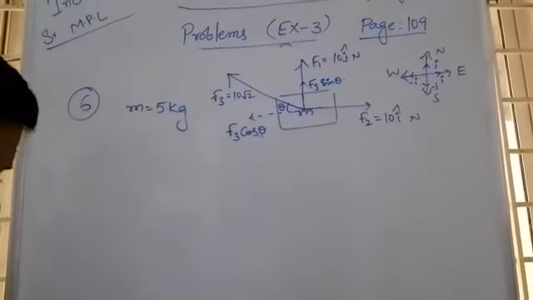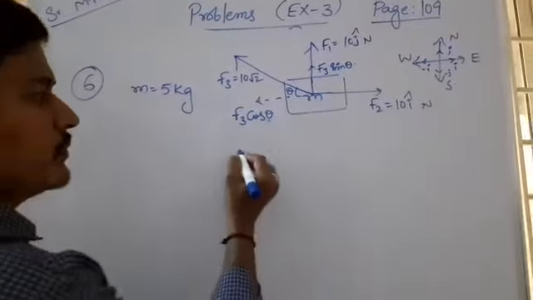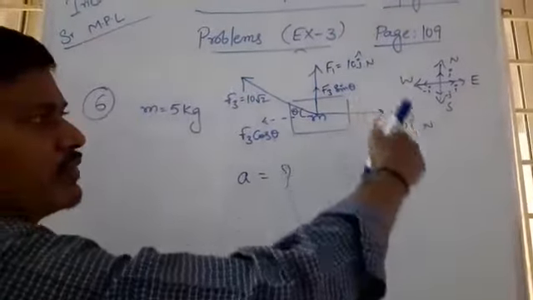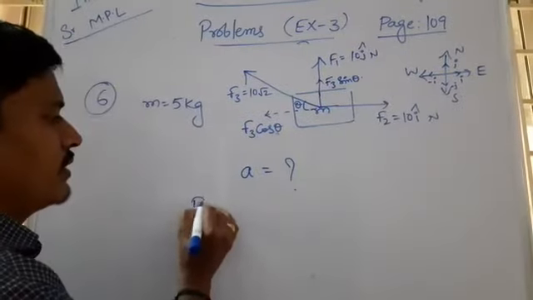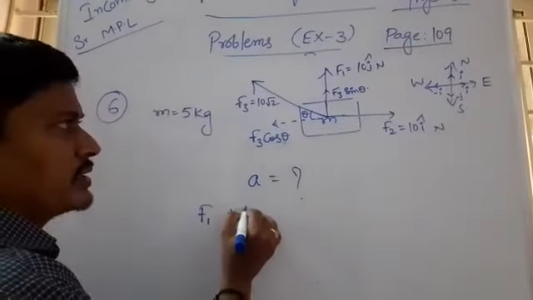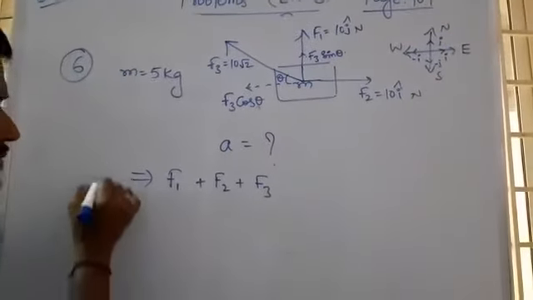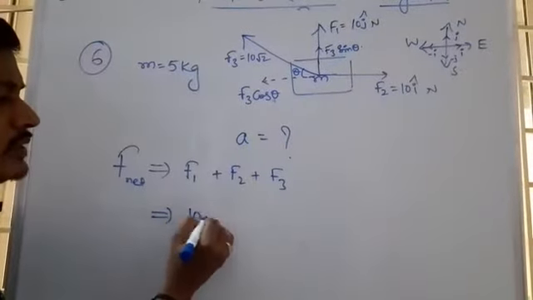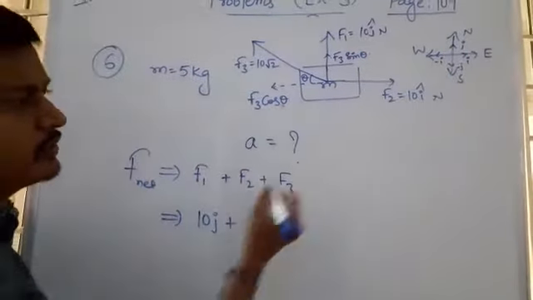Okay. Question is, what is the acceleration produced in a body? Now first we can find the total force acting on this object. Therefore, net force is equal to F1 plus F2 plus F3. Net force is equal to F1, 10J, plus F2. F2 value is equal to 10I.